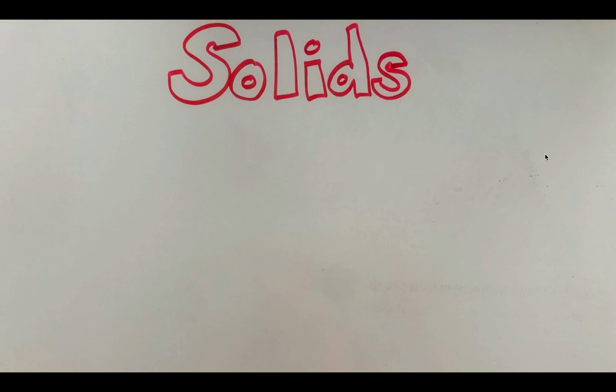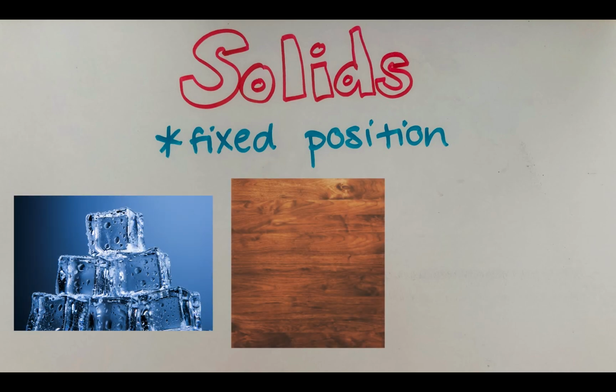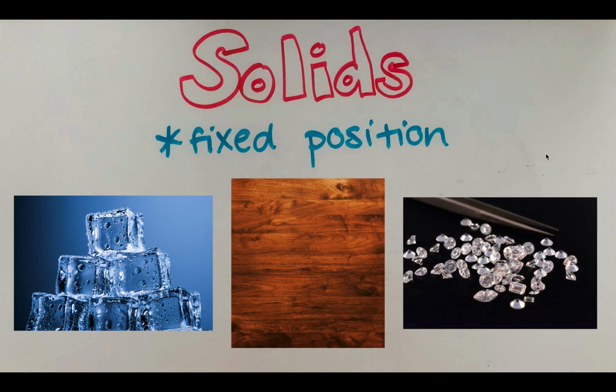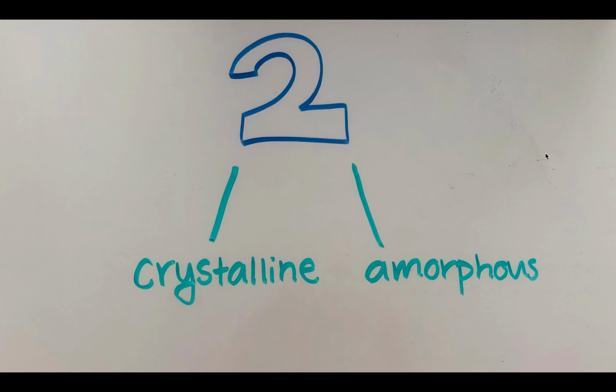First off, solids. Solid matter is composed of tightly packed particles. Solids will retain their shape and the particles are not free to move around. For example, ice, wood, and diamonds are all types of solids. There are 2 different types of solids: crystalline and amorphous.